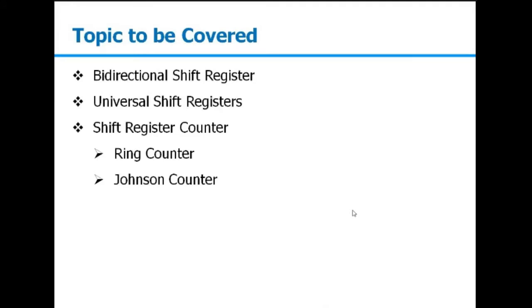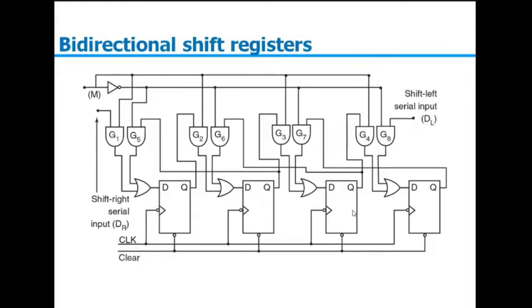Second, we will be talking about the universal shift register, in which we will be designing a circuit that will have all these operations like shift left, shift right, parallel load, right? So all these four types that we have studied, we will try to combine them in a single circuit, and that working we will see in the universal shift register. At the end, we will see some specific counters that are designed by using shift registers, like the ring counter and Johnson counter. Starting with the bidirectional shift register.